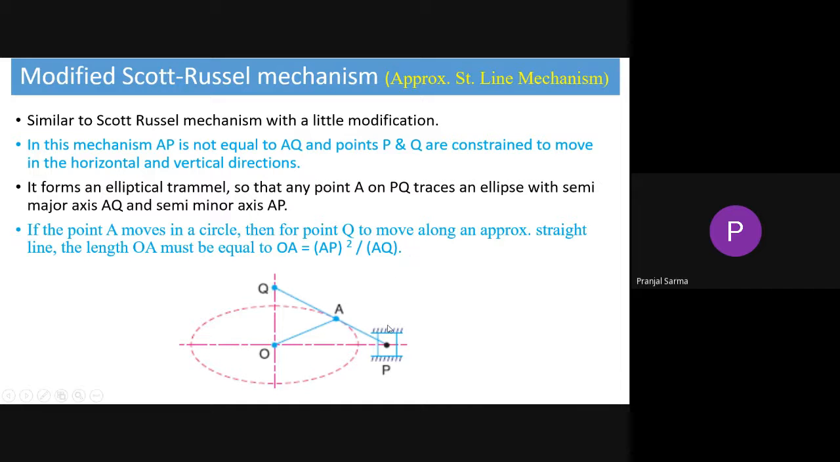And the points P and Q are definitely constrained to move, P along the horizontal direction and Q along the vertical direction. Because this is not the exact midpoint, it is going to form a kind of elliptical travel. So any point A on the link PQ is going to trace an ellipse where the semi-major axis will be AQ. This one is going to behave like the semi-major axis of our ellipse, and AP is going to behave like the semi-minor axis. Just like if you connect something like this, it is not going to behave properly, right?